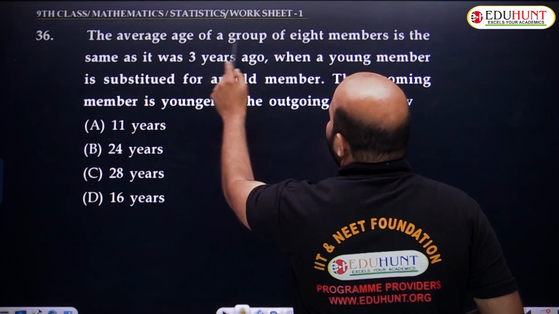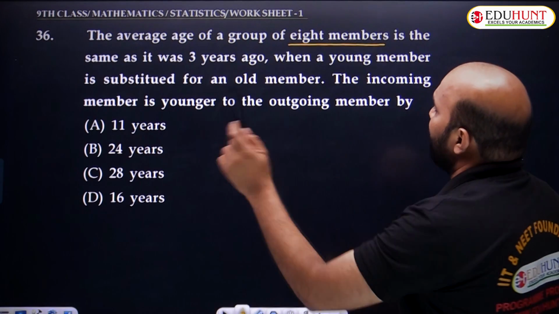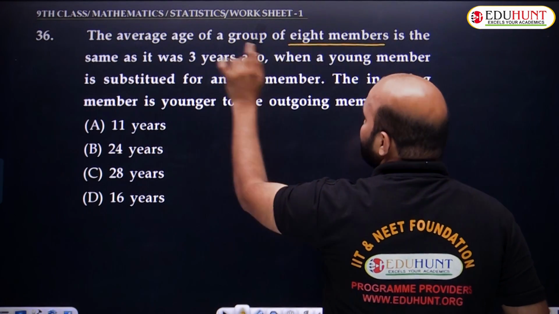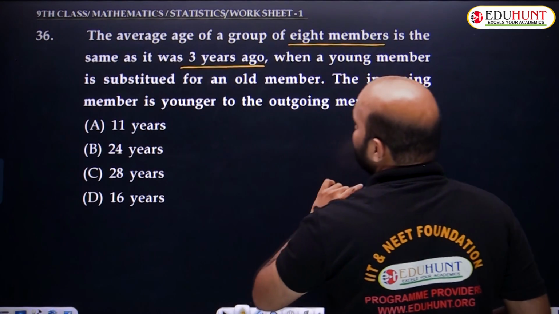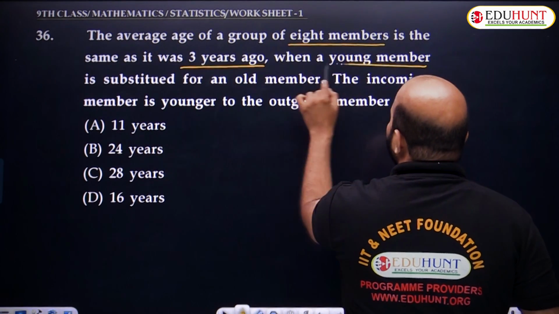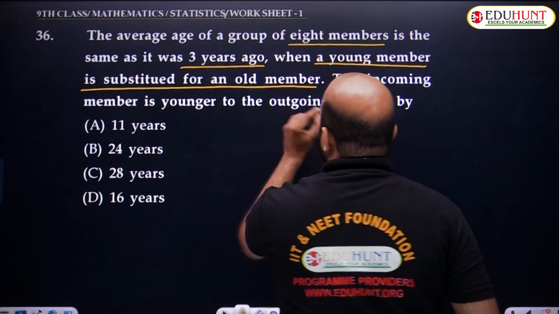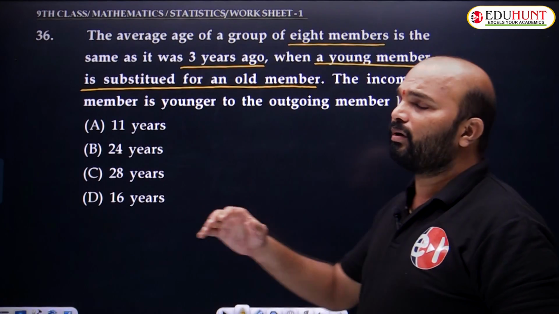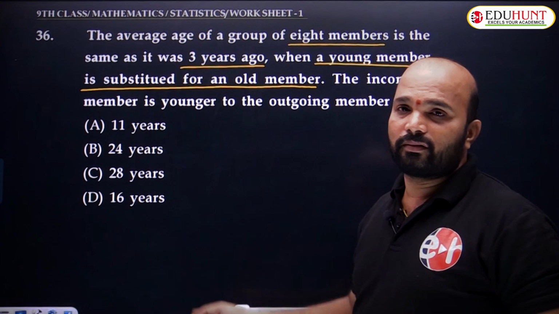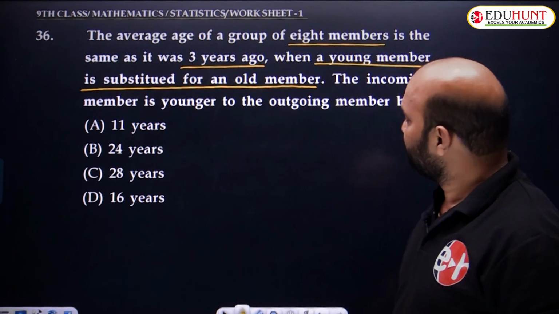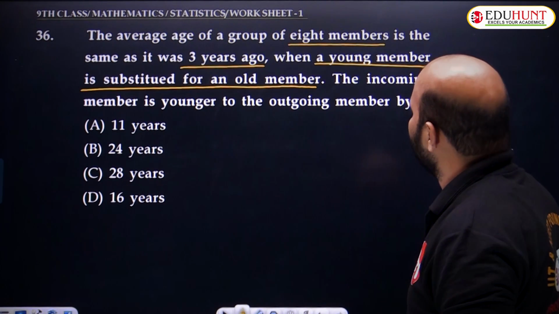The average age of a group of 8 members. Clearly, 8 members is already mentioned. The average age of 8 members is the same as it was 3 years ago. So what happened 3 years ago? When a younger member is substituted for an old member. So clearly we need to understand that the old member is replaced by a younger member. So the younger one is a newcomer, and the old one is one of the members in the 8. Am I clear? 8 members.